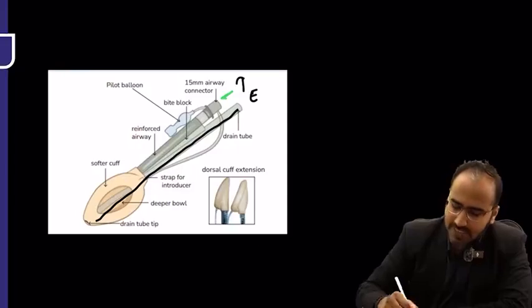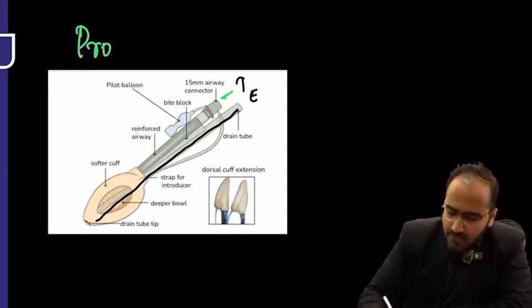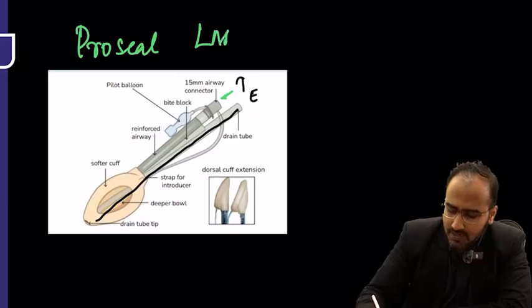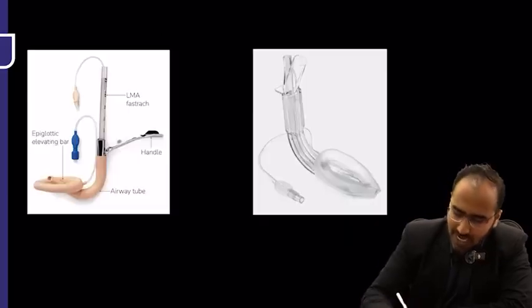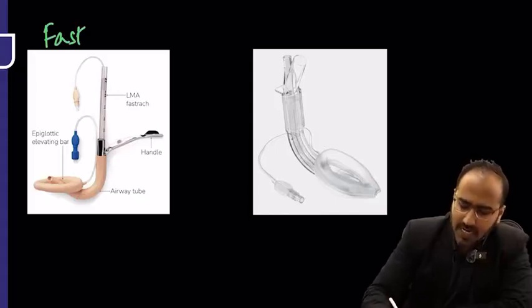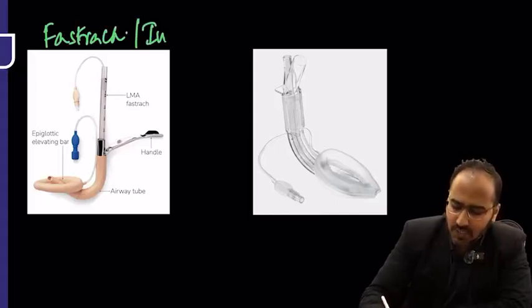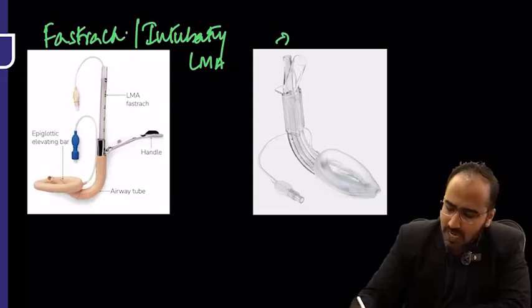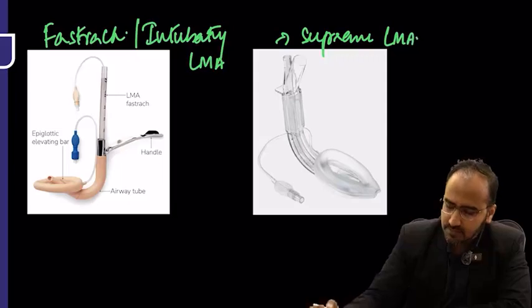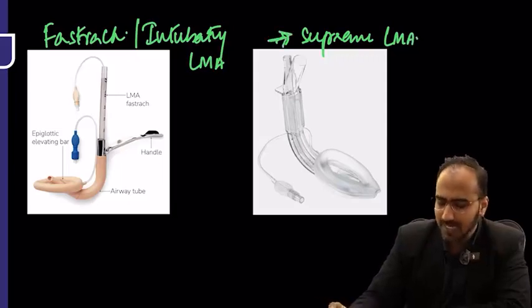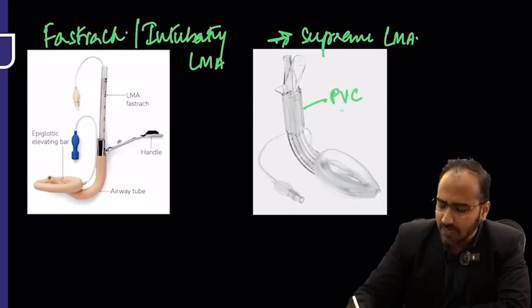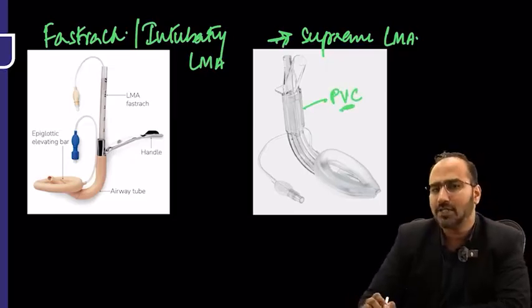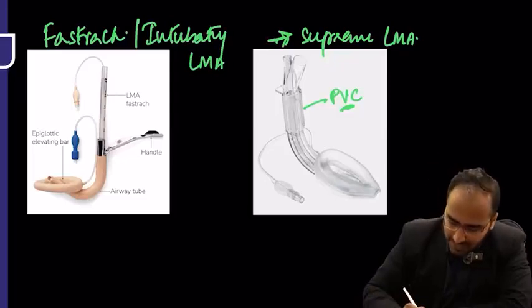Okay. So, in second generation LMA, you are having ProSeal LMA, Fast Track or Intubating LMA. Apart from that, you are also having Supreme LMA. Supreme LMA is made up of polyvinyl chloride. Fast Track or Intubating LMA is also used. One more LMA is there in second generation, which is called as iGel.